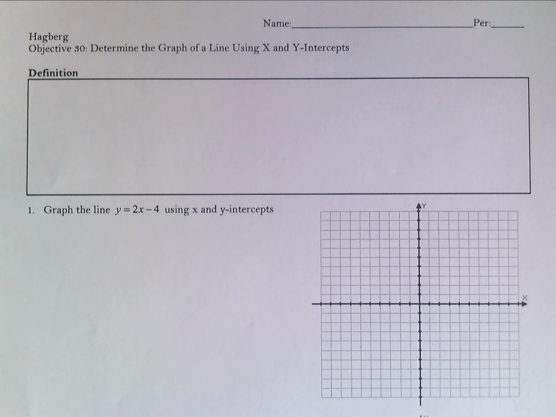Alright, here we go with objective 30, determining the graph of a line using x and y intercepts. So we did this in the previous objective, but I gave you the x and y intercepts. Now I'm going to give you the equation, and we're going to have to find the x and y intercepts, and then we can graph it the same way.